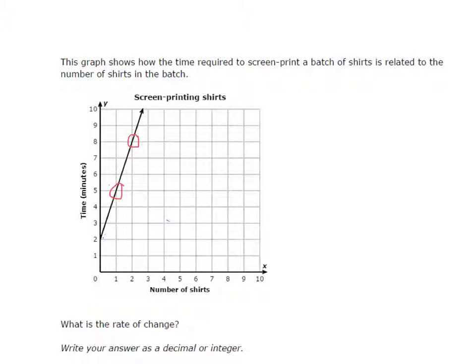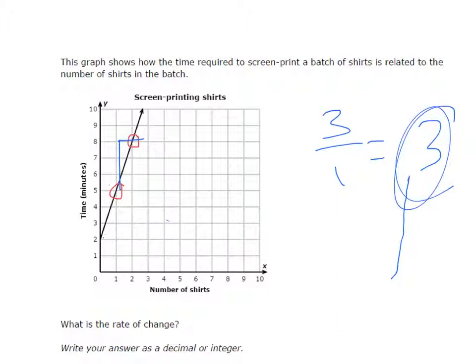So this one, how far it's going up from this point to this point, from 5 to 8, is 3, and going from this point to this point over is 1. So your slope would be 3. So all you type in for your answer for this one would be 3.